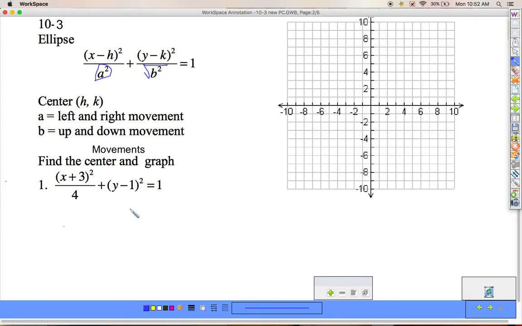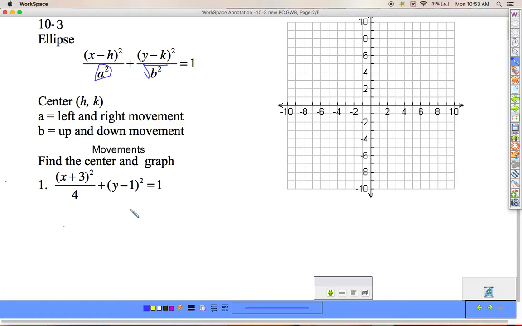Alright, so looking at this problem, what I'm going to ask you to do for your homework, you're going to have three problems. You're going to have to find the center, tell me the left and right movement, tell me the up and down movement, draw a basic graph. Easy as that. Alright, so (x plus 3) quantity squared over 4 plus (y minus 1) quantity squared over 1, or (y minus 1) quantity squared equals 1. Alright, this is already written in the correct form.